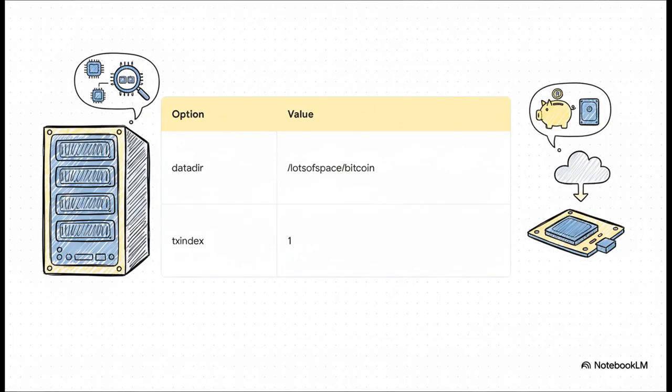So let's put it all together. Here's what a sample build sheet might look like for our full index powerhouse. We might use the datadir setting to tell it to store the blockchain on a big external drive. And of course, the star of the show, txindex=1. Simple, clean, and incredibly powerful for serious data crunching.